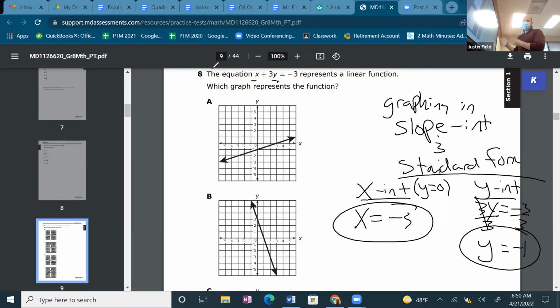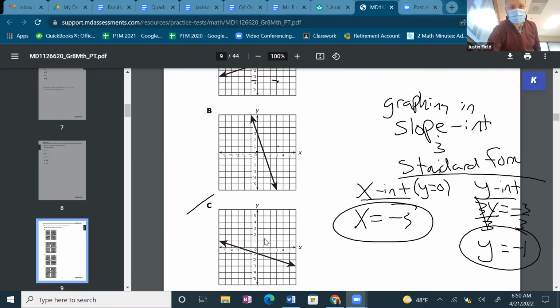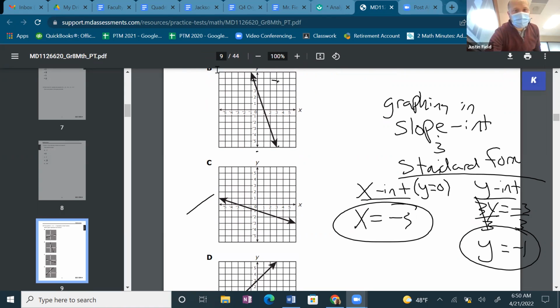So in order to do this question, I get my intercepts, and then I look for the graph that has those intercepts. So it's not B, and A goes through negative 1, but it goes to positive 3. Negative 1, look at that. C goes through negative 1 and negative 3, just like I wanted. So the answer was C.